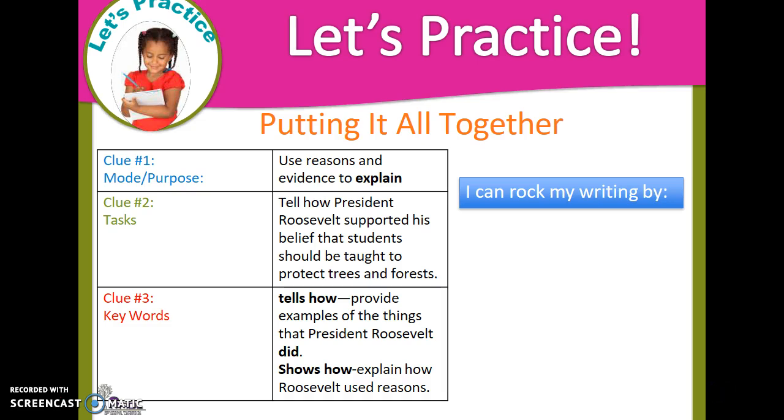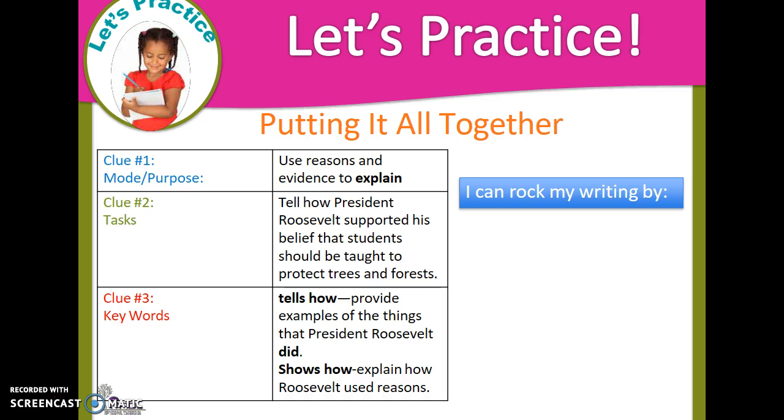Clue number 1, mode and purpose. Use reasons and evidence to explain. Clue number 2, tasks. Tell how President Roosevelt supported his belief that students should be taught to protect trees and forests. Clue number 3, key words. Tells how. Provide examples of the things that President Roosevelt did. Shows how. Explain how Roosevelt used reasons.